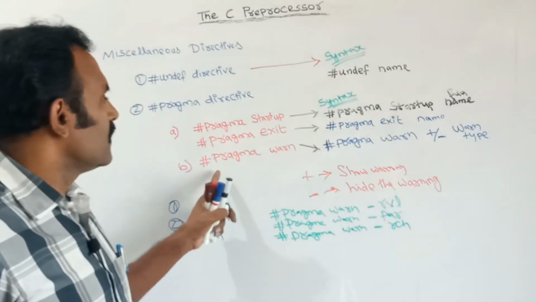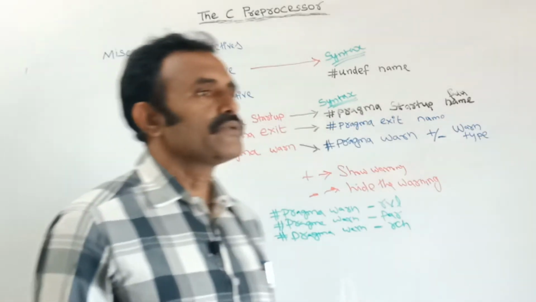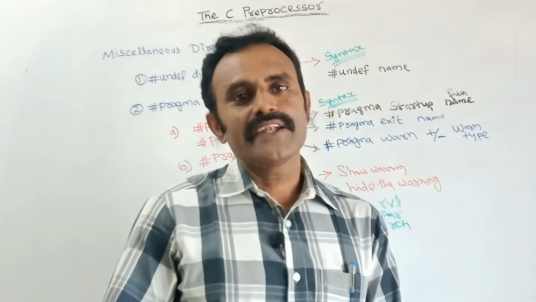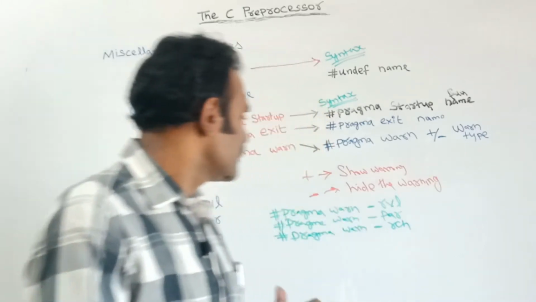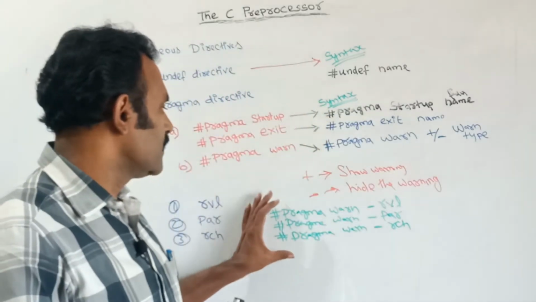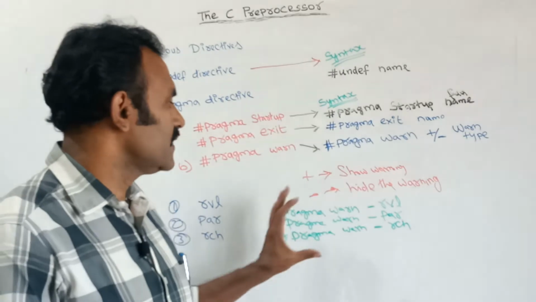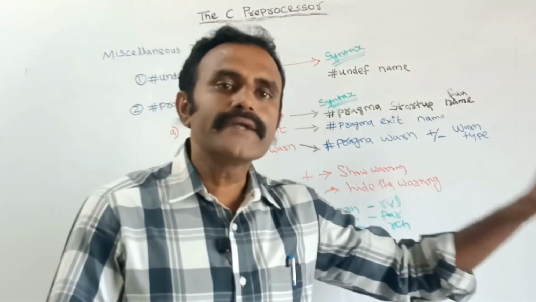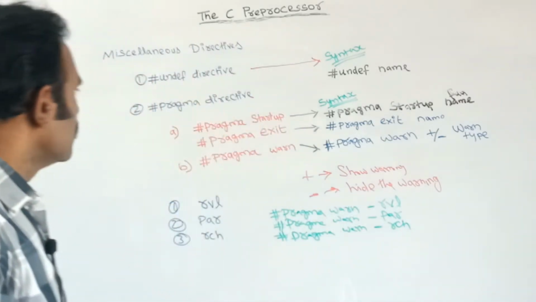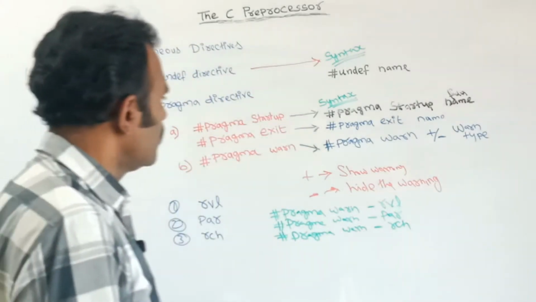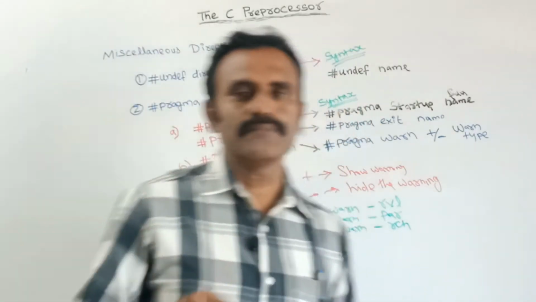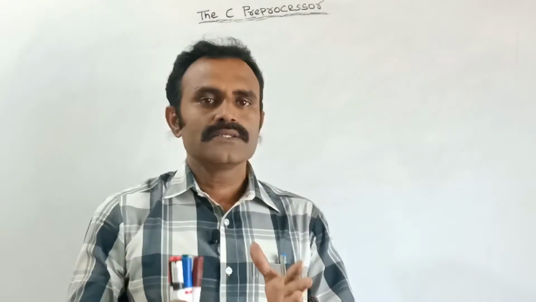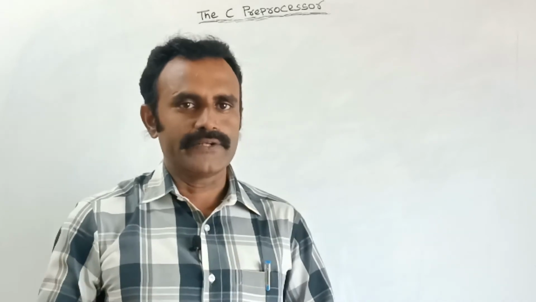So the pragma warn directive is used to hide or unhide the warning given by the compiler. Each time, the pragma tells the compiler whether we should show the warning or hide the warning. Next let us see some examples. We are going to see the undef directive.